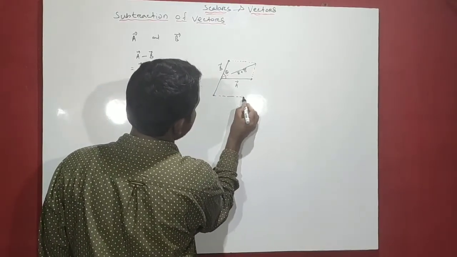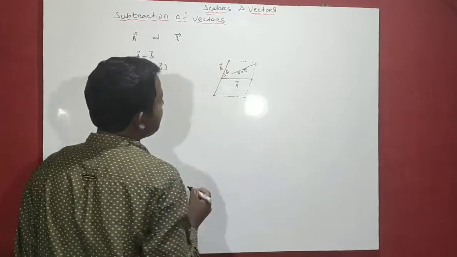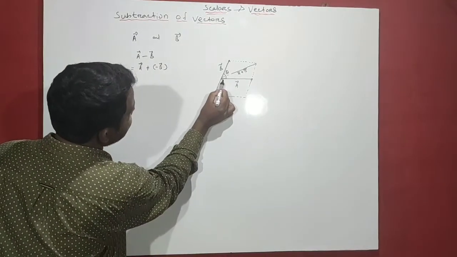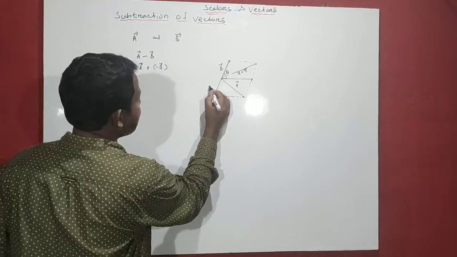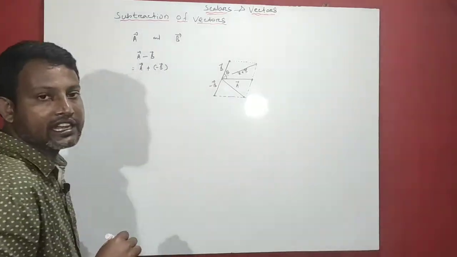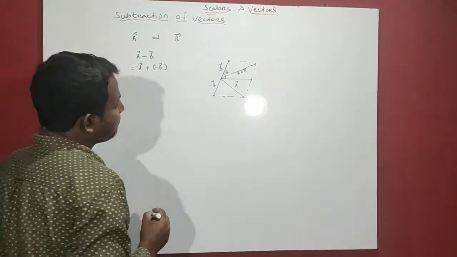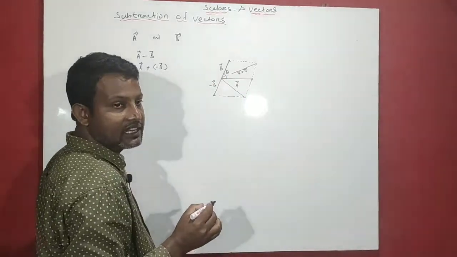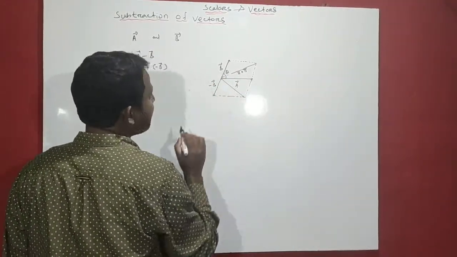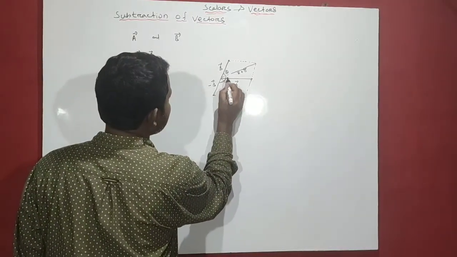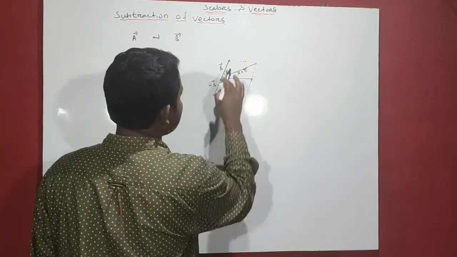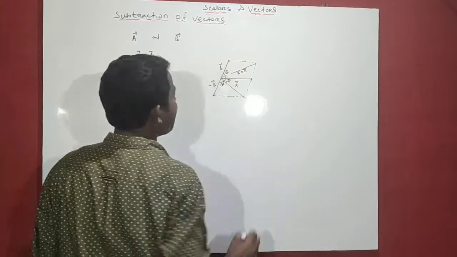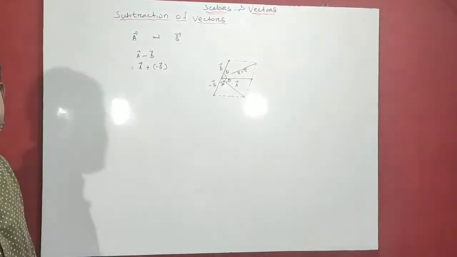If we complete the parallelogram, then we get the resultant. So what will be the resultant? Now this diagonal is the resultant of A plus negative B. If the angle between A and B is theta, then the angle between A and negative B is 180 degrees minus theta. These are two supplementary angles. So 180 degrees minus theta will be the angle between A and negative B.